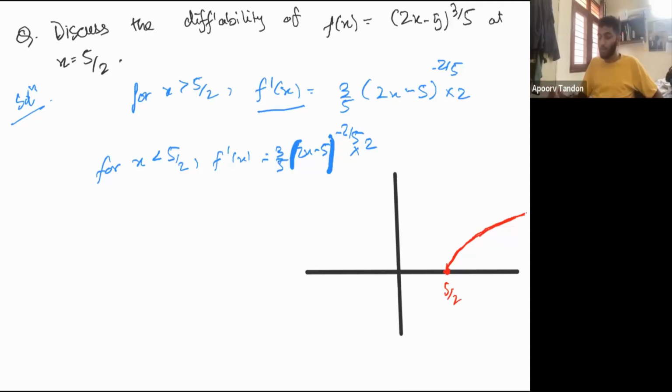However, because x is less than 5 over 2, this term is negative and it's raised to an even power divided by 5. So what we get in terms of this graph is the graph is going to look something like this now, right? Because the magnitude of the derivative is again decreasing, just as it was when x was greater than 5 over 2. And this is again because the variable term is appearing in the denominator. So as we keep decreasing x, as we keep increasing the magnitude of 2x minus 5, the value of the derivative keeps decreasing.